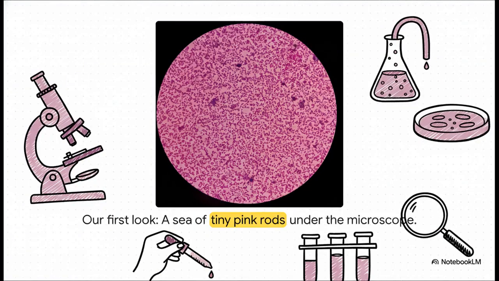And there it is. This is our first visual, and it comes from a classic technique called a Gram stain. It's one of the first things you learn in any microbiology lab. And what do we see? We've got a whole sea of these tiny, pink, rod-shaped organisms.